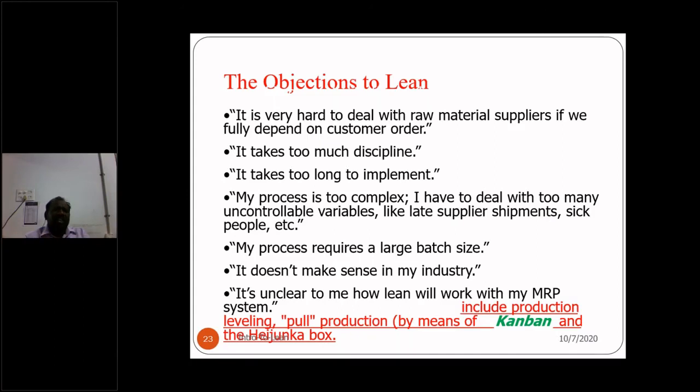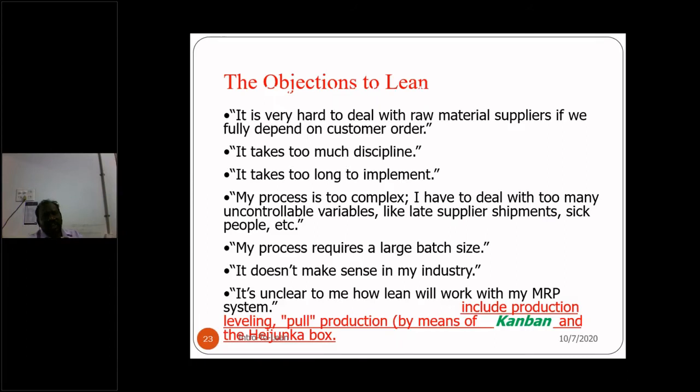You have pitfalls, and there are some objections in lean where you have to focus. Can we minimize these or not? My process is too complex and I have to deal with too many uncontrollable variables like late suppliers, shipments, and sick people, etc. So there are various environmental factors also. Suppose the company is located in Manipur, and if it is raining, the hills will be landsliding. At that time, the supplier cannot come on time, and most of the things I cannot bring by air. So what happens? These are all the constraints that we have to consider in lean.